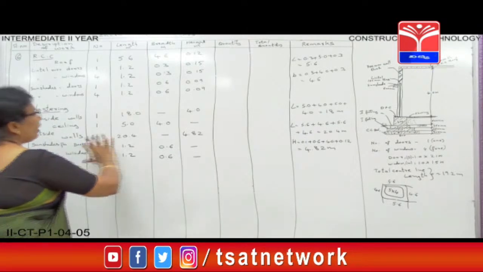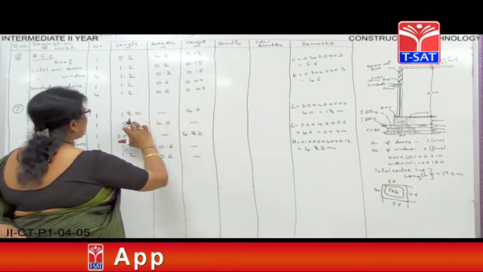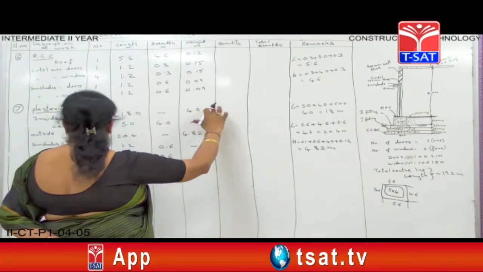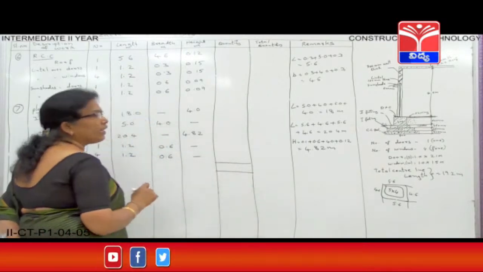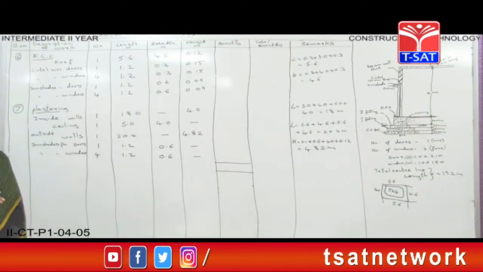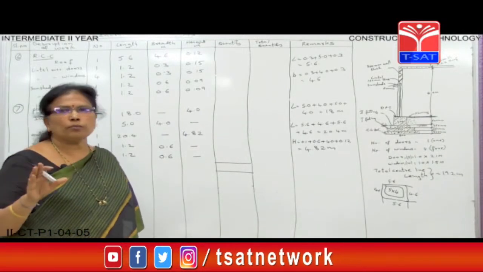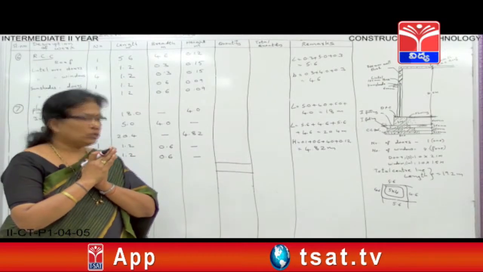Now, take the quantities by multiplying individually, 1 into 2 into 4, and you will get the values of each and every item. Now you add and just write the value here only. We need to do deductions in this because where doors and windows are there we won't do plastering.